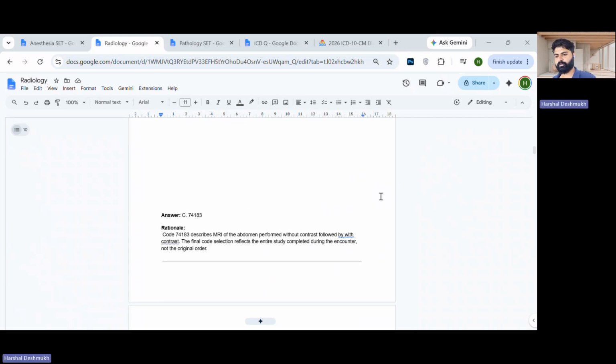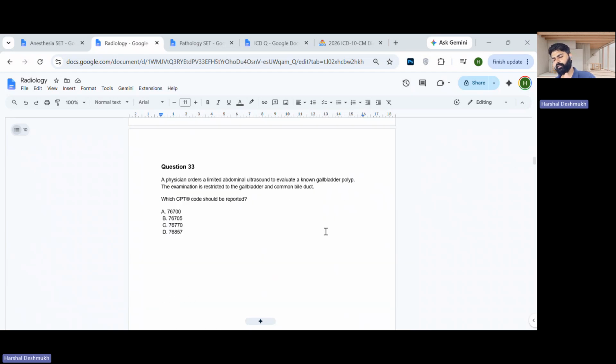All right, the answer to this question is option C, 74183, as it describes MRI of the abdomen, which is what we are exactly looking for in the question. Moving on to the next one. A physician orders a limited abdominal ultrasound to evaluate a known gallbladder polyp. The examination is restricted to the gallbladder and common bile duct. Get the best CPT code among the four options here.